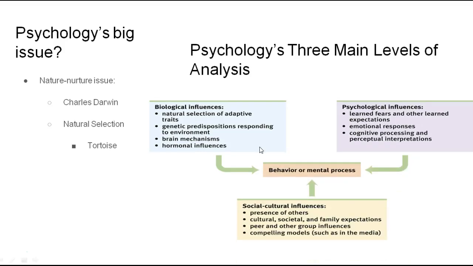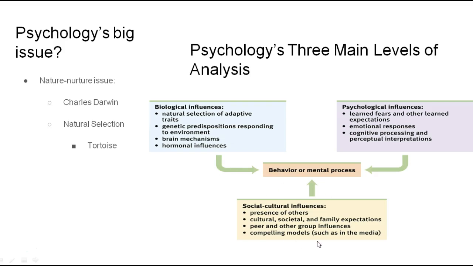The first is this idea of biological influences, and this is the idea of genetics, right? Our hormones, the brain mechanisms, the genetics that you're born with, that is all the biological aspects of it, and that creates a behavior or a mental process.